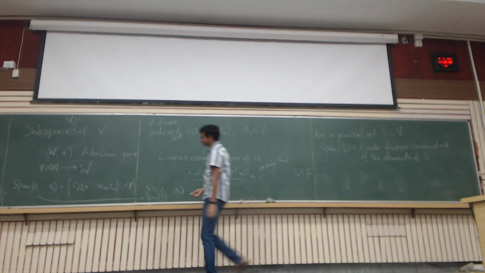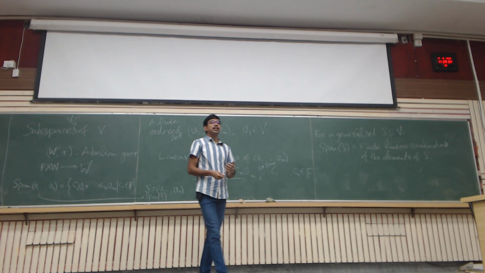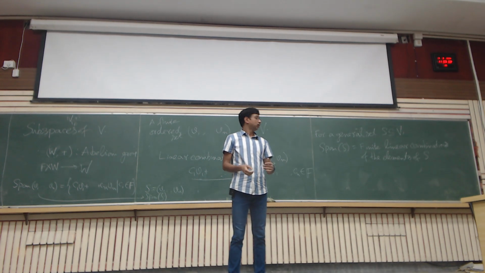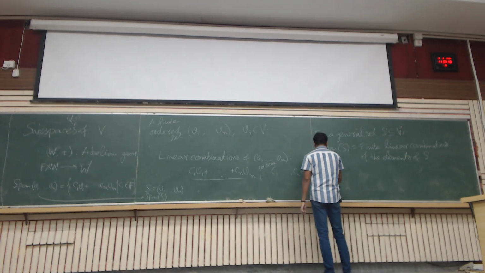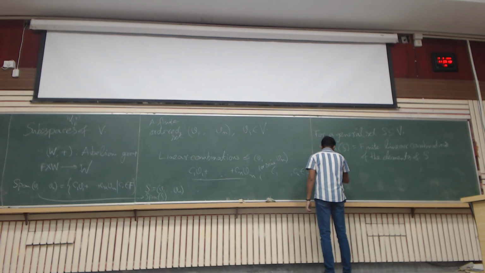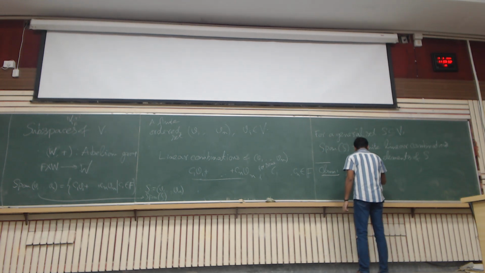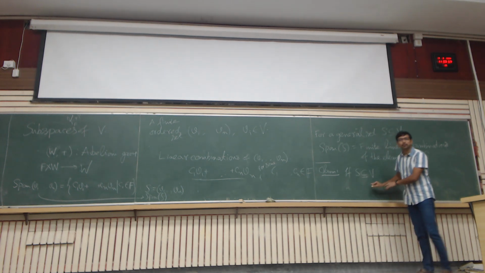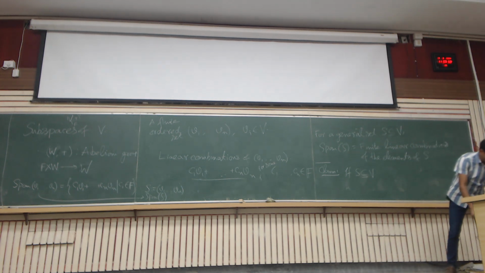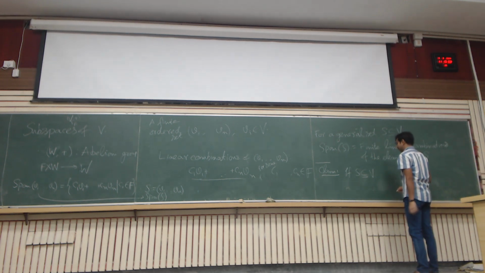Now, why do we define span just after the definition of subspace? Because given any arbitrary S, if we consider the span of that, it will be a subspace. So the first claim is that if S is a subset of V, a vector space. For us, V will stand for a vector space, the one we started with.